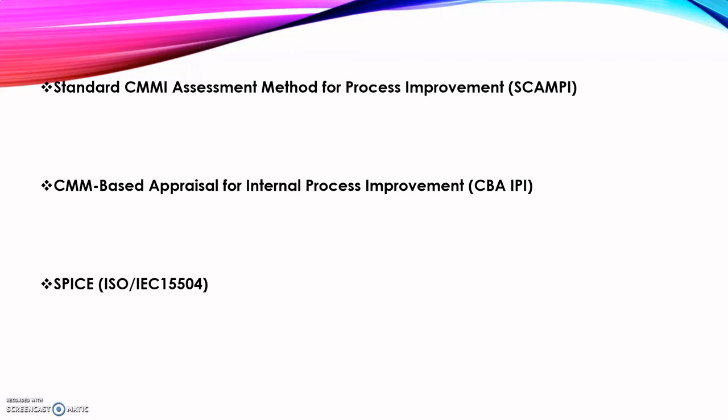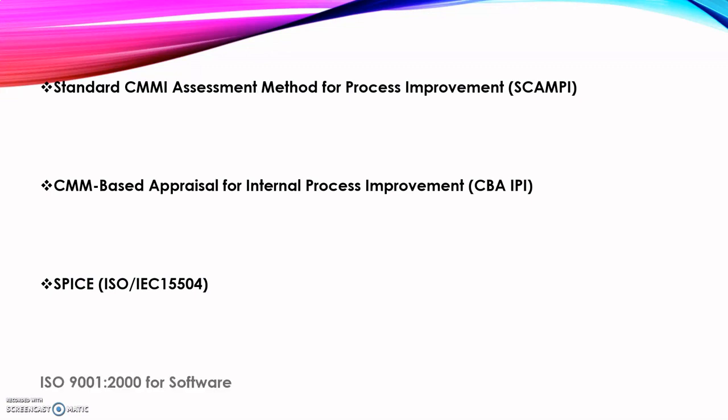SPICE, ISO IEC 15504. So let's see what is SPICE standard. It is a standard that defines a set of requirements for software process assessment. The intention of the standard is to assist organizations in developing an objective evaluation of any defined software process. Whatever the process we are defining, the organizations are to be responsible in developing an objective evaluation. So they focus mainly on the organization.